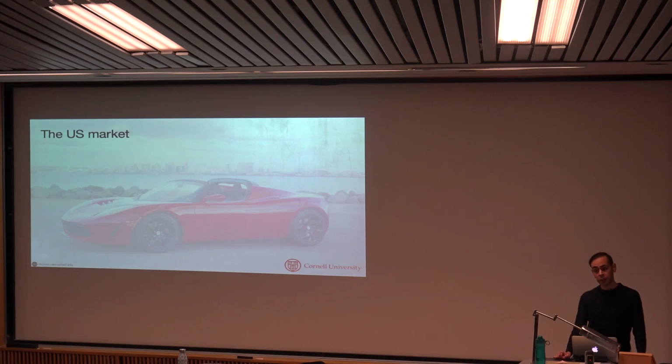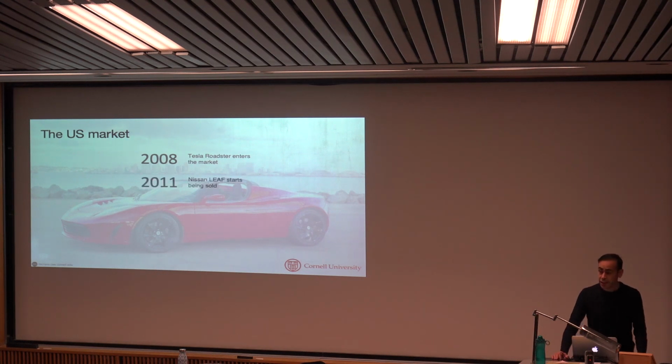In the US market, in 2008, the Tesla Roadster enters the market. This was a reintroduction of electric cars: the first cars, when they were first created, actually were electric, and then the internal combustion engine was created afterwards. 2011 was when the Nissan Leaf started to be installed, and that was the first mass market product in terms of electrification of cars. Then by December 2019, there were 1.5 million cars in the US.